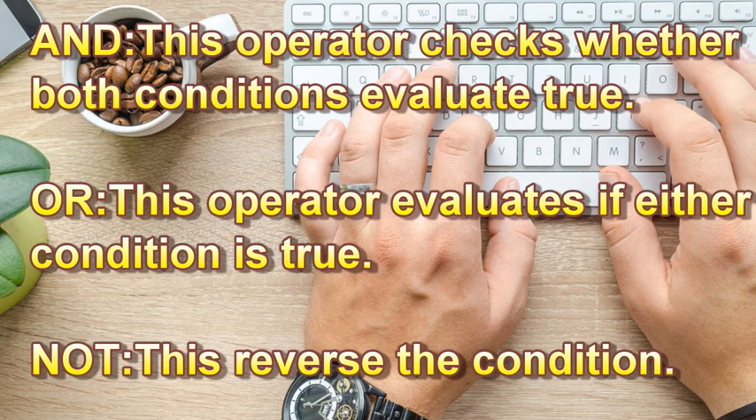Next we have the NOT operator. The NOT operator is basically used to reverse the data. If it is a true valuation, then it will result in false. If it is a false valuation, it will result in true.